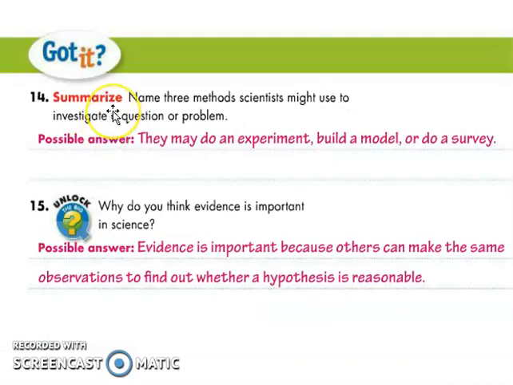Now, in number 14, name 3 methods scientists might use to investigate a question or a problem. They may do an experiment, build a model, or do a survey. Last, why do you think evidence is important in science? Evidence is important because others can make the same observation to find whether the hypothesis is reasonable or not reasonable. As I mentioned, evidence is proof of your answer.